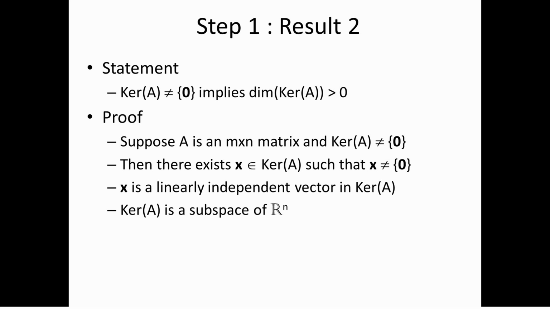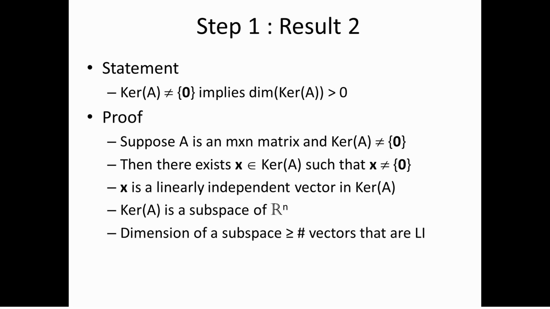Now, remember what we talked about in the last video. We said the kernel of A is a subspace. So we have a linearly independent vector in that subspace. So we know that the number of vectors that span a subspace is the number of basis vectors. That's going to be the dimension.